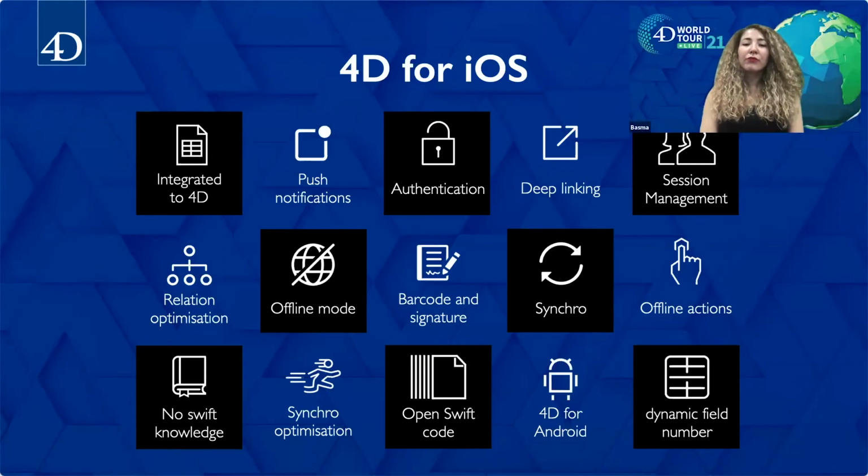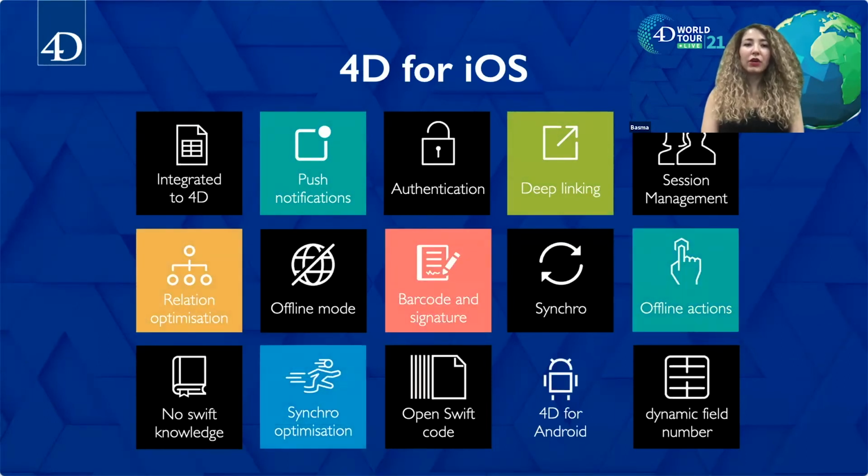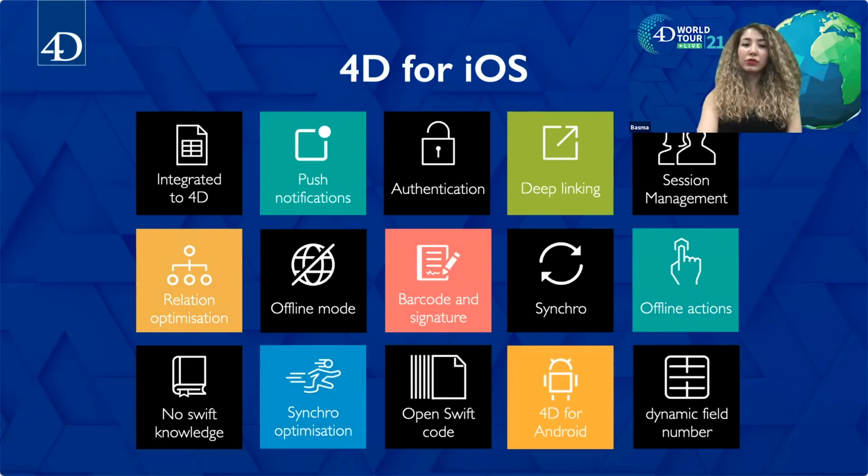Thanks to a set of really advanced and innovative features, 4D for iOS allows you to expand your business application on iOS and tomorrow on Android. Just to name a few, with notifications, you can send notifications to all app users or to a selected group of users, providing a very efficient way of interacting within a company. Thanks to deep linking, you can ensure a seamless user experience by bringing users directly to the right place in your application with a single click.